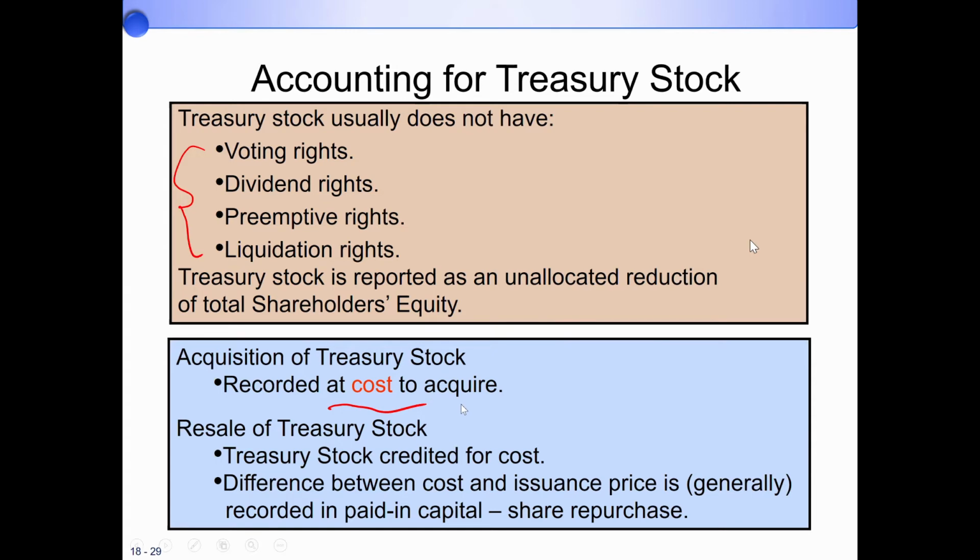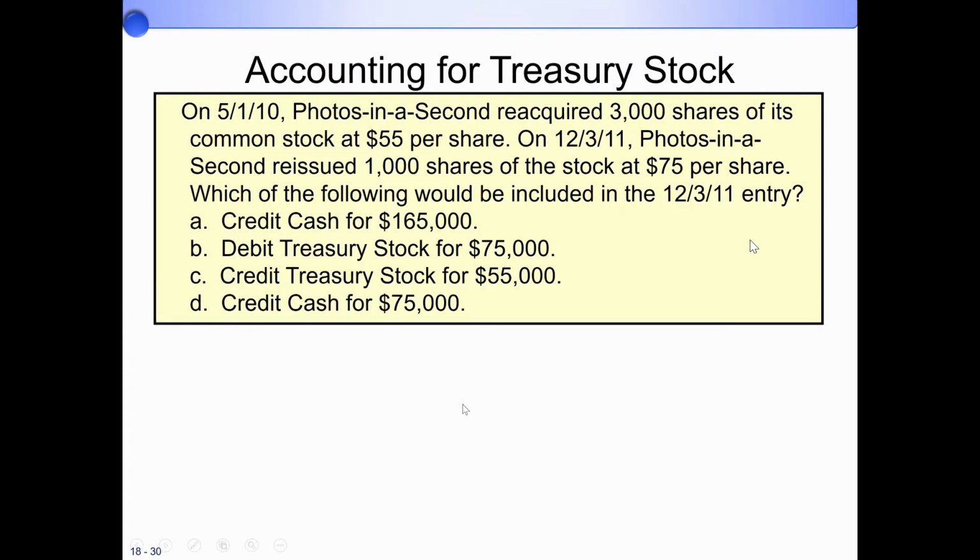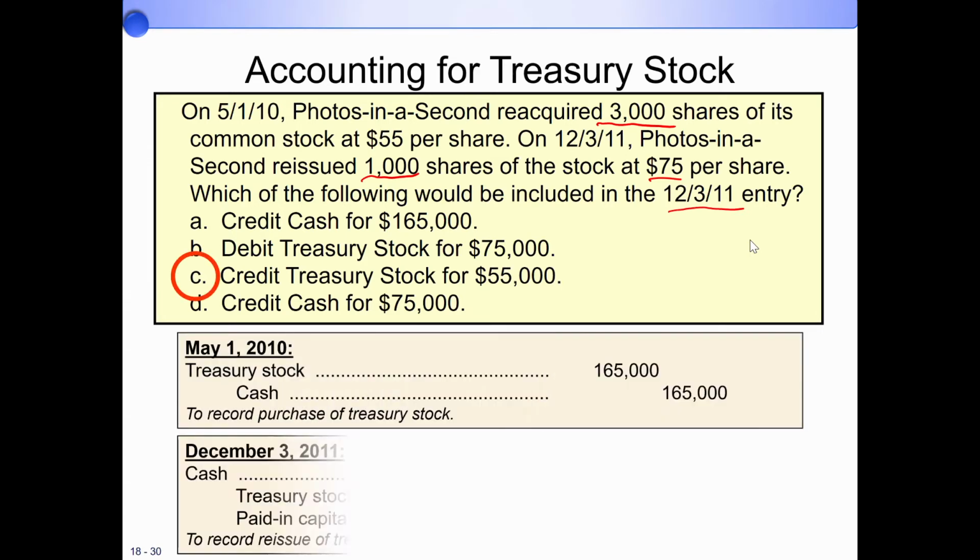Okay, so let's look at this example. This company reacquired 3,000 shares of common stock at $55 per share. And then later on, we reissue part of that. We acquired 3,000, now we reissue 1,000 shares at $75 per share. And the question is, which of the following would be included in the journal when we resell it? Let me show you those two journals.